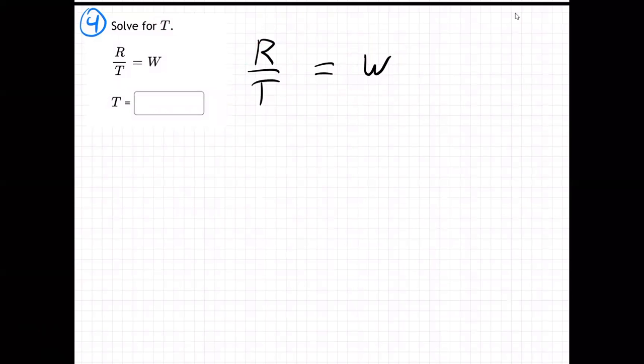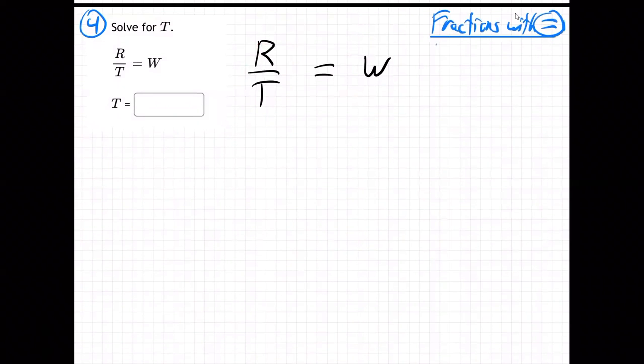All right, well, anyway, you know what we do when we have fractions. Fractions with an equal sign. How do we handle fractions with an equal sign? Step number 1, we multiply all the terms in both sides by the LCD over 1.